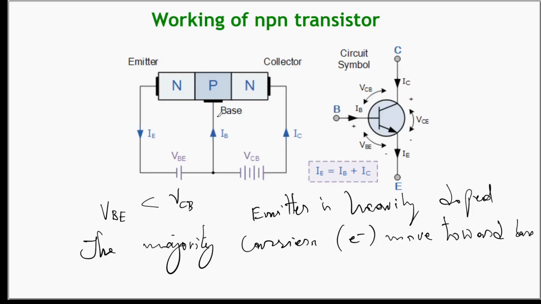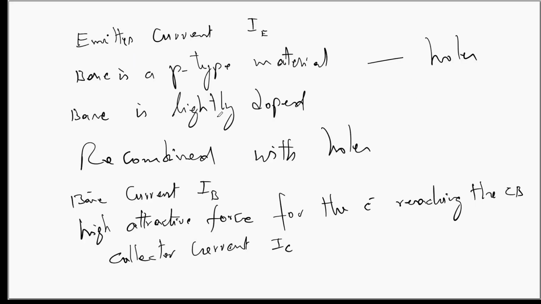We have seen the working of a PNP transistor. We have said VBE, that is the potential difference between the base and emitter, is smaller than the potential difference between the collector and base. The emitter, since it is made up of an N-type material, the majority charge carriers are electrons and they enter the P-type material, that is the base. Electrons that are entering into the P-type material, that is the base, they constitute the emitter current.